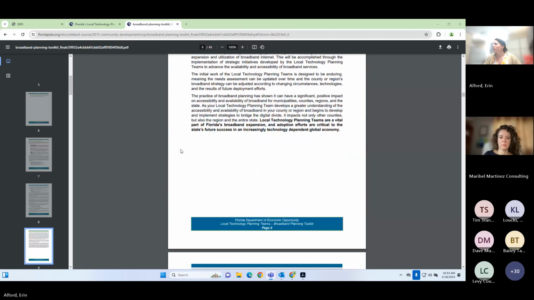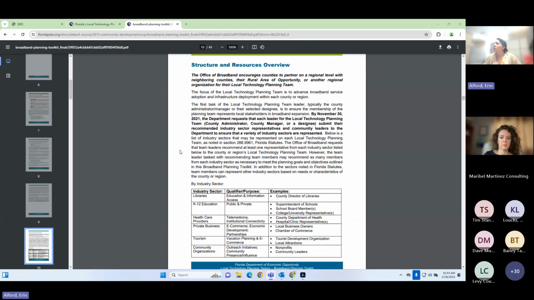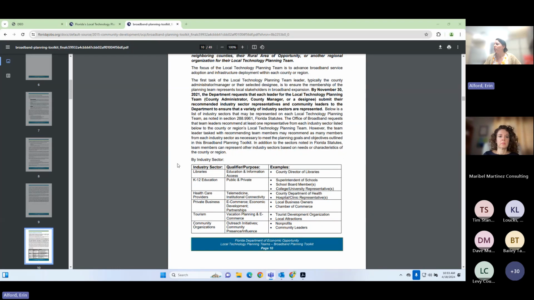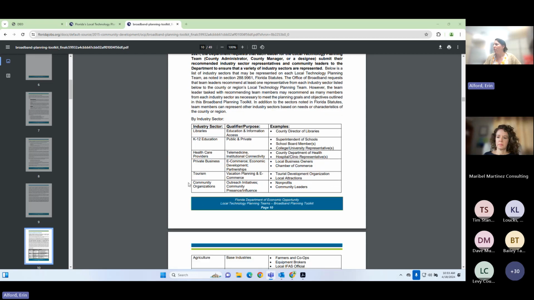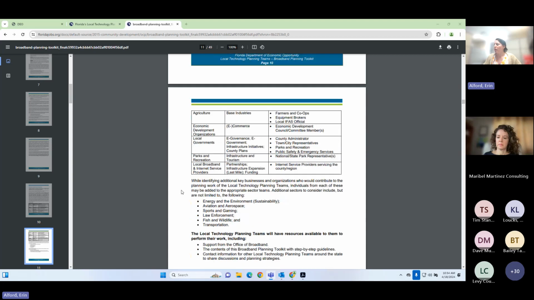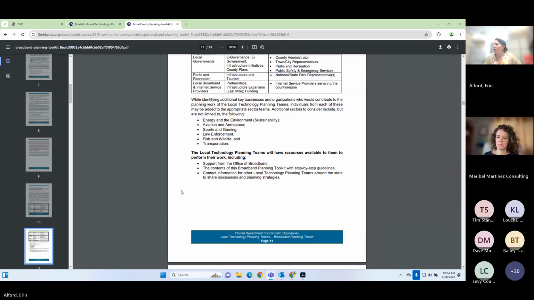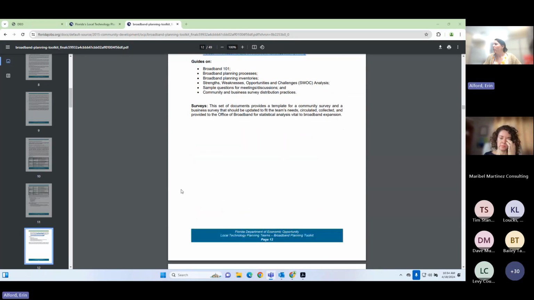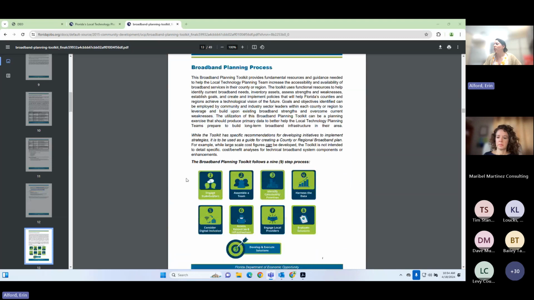But right here, just like I was talking about the different sectors you can dive into: your libraries, your K through 12, private businesses, tourism, community organizations, nonprofits, agriculture, Parks and Rec, obviously your other ISPs. That's a huge sector you want to get involved with. And then it goes into the broadband planning process.